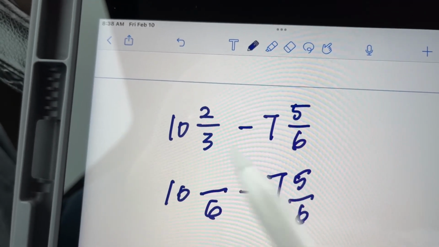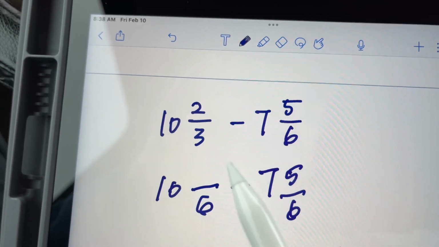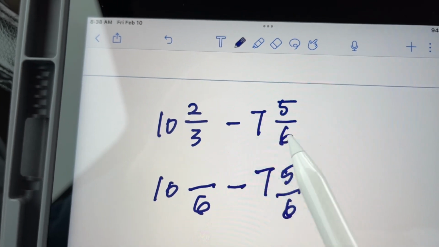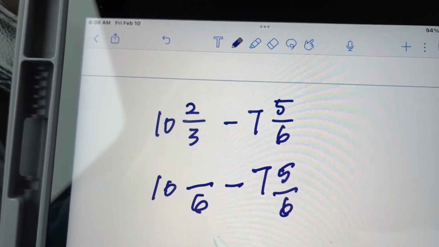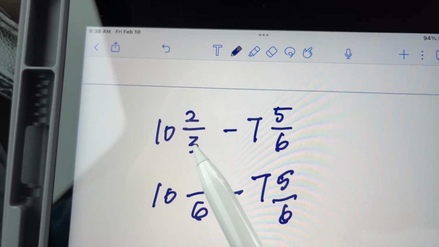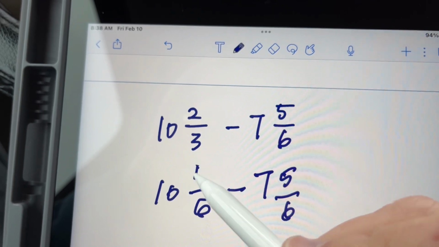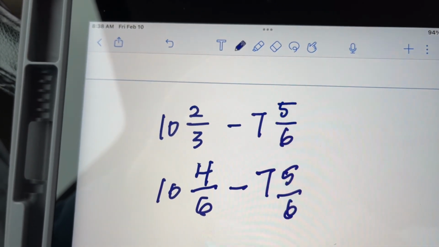Both 3 and 6 will go into 6. 6 is the smallest number that both 3 and 6 will divide into evenly. That's what we mean by least common denominator. So 3 goes into 6 2 times. 2 times 2 is 4. So 2/3 can be written as 4/6.